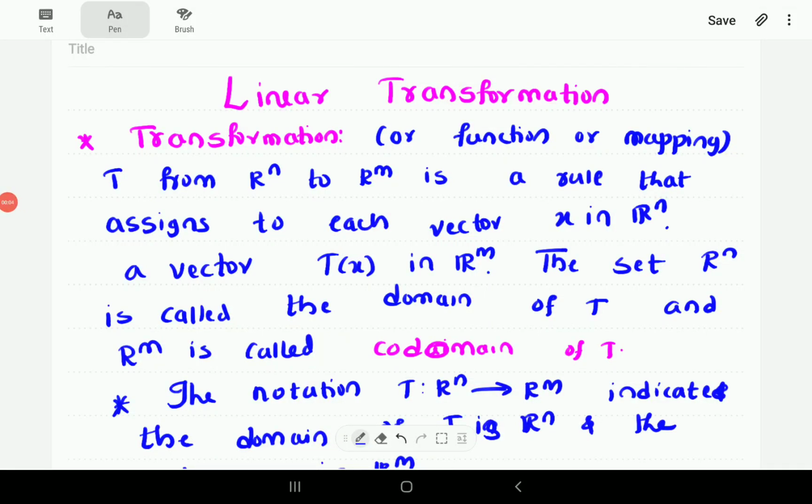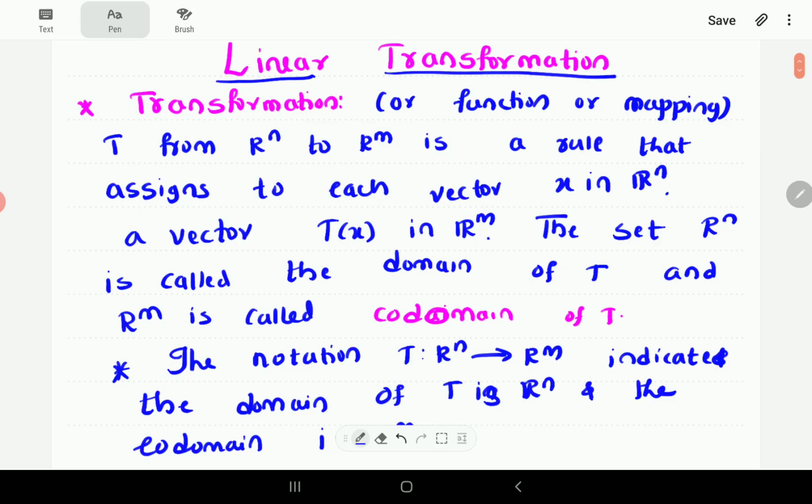Now we are going to discuss the next topic, that is linear transformation. So let us understand what is linear transformation. Before that, we need to understand what is transformation. Transformation is basically a function or a mapping, or it's also called a transformation in itself.